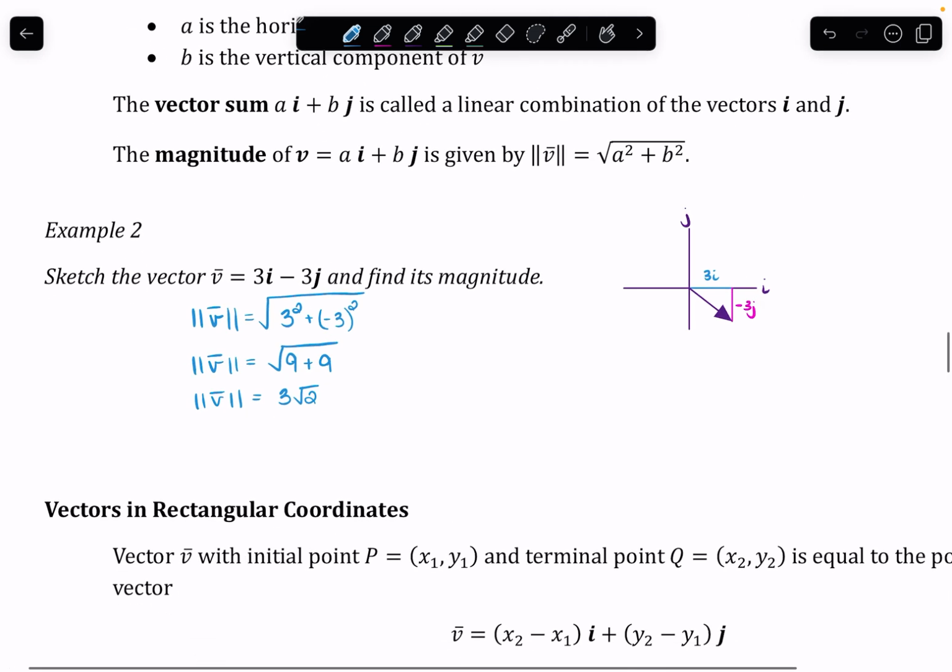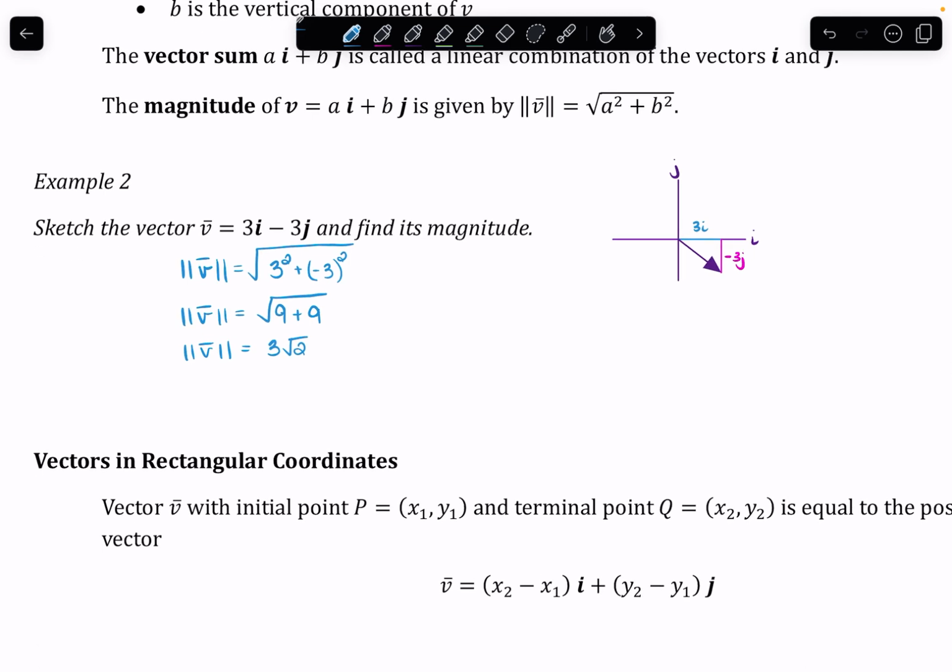Right, vectors in rectangular coordinates. So if we have a vector with starting point P and terminal point Q, to find the resulting vector, it's the difference in the x's and the difference in the y's. Same thing we just did when we were in rectangular form.